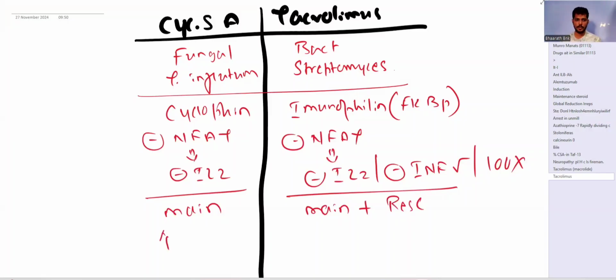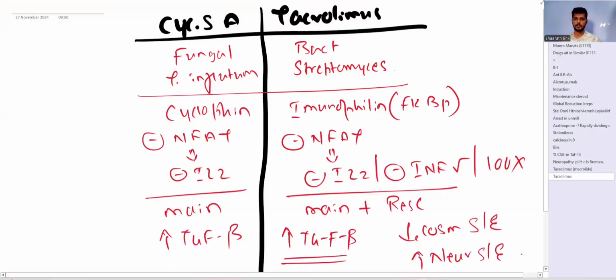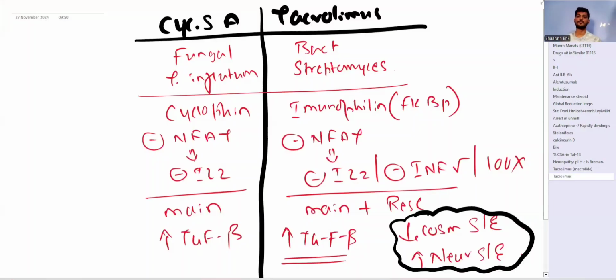Cyclosporin also upregulates the production of transforming growth factor beta, and tacrolimus also upregulates transforming growth factor beta production. But the difference is tacrolimus has fewer cosmetic side effects, but more neurological side effects compared to cyclosporin A. So when you compare tacrolimus with cyclosporin in their side effect profile, it has lesser cosmetic side effects but more neurological side effects.